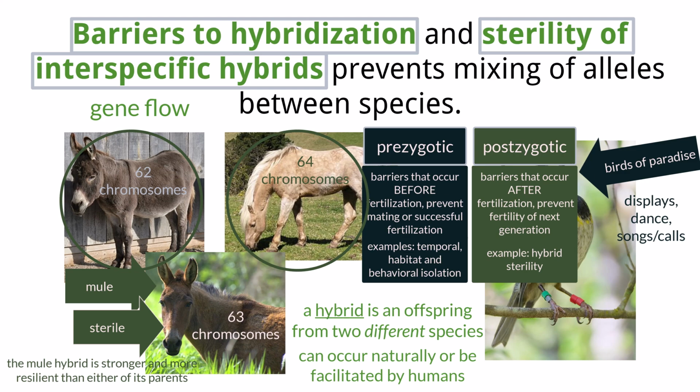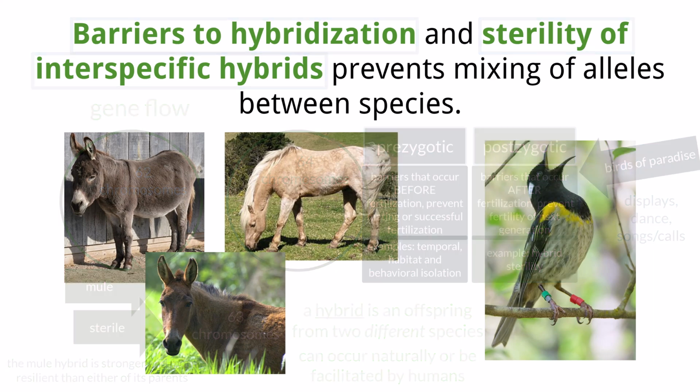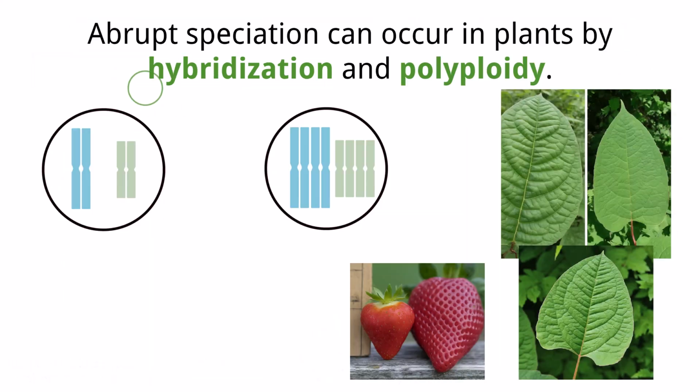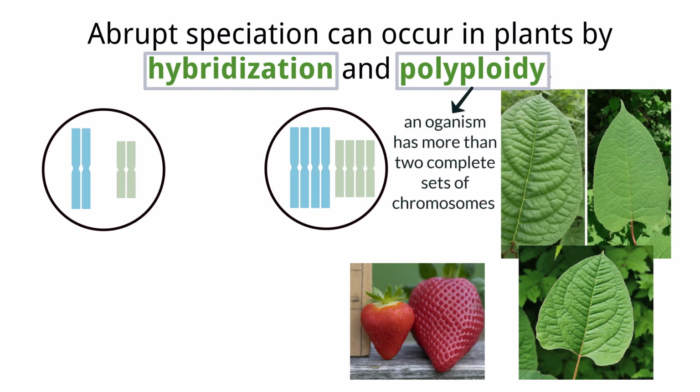On the other hand, closely related species could continue to reproduce and have fertile hybrid offspring. The more gene flow that occurs between these two closely related species, the less likely they are to remain two distinct species. Over time, if the two species continue to mate and produce fertile hybrids, the two species could converge and become one species. Abrupt speciation can occur in plants by hybridization and polyploidy. Polyploidy is a condition where an organism has more than two complete sets of chromosomes. It can occur in two main ways.